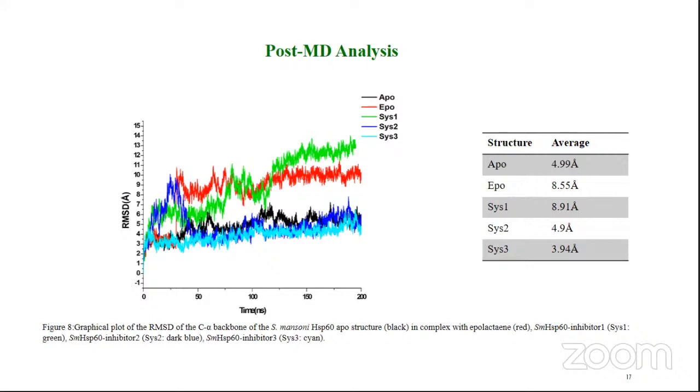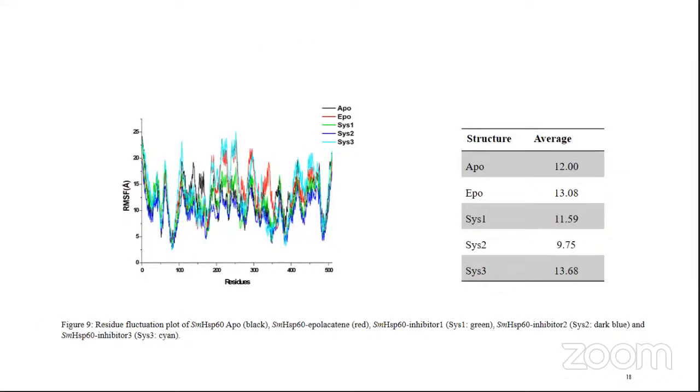All the complexes were shown to reach stability after 100 nanoseconds, and the table alongside the graph is an indication of the average RMSD values obtained for each of the complexes in comparison to that of the EPO structure of SmHSP60. The residual fluctuations were also shown in the RMSF graph. The complexes with the highest residual fluctuation were epolilactine bound to SmHSP60, as well as inhibitor 3.